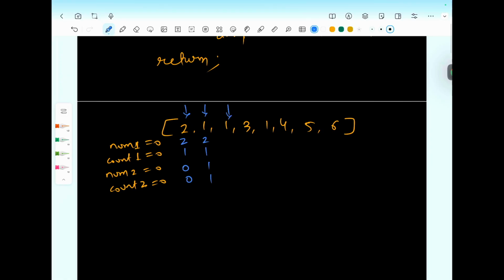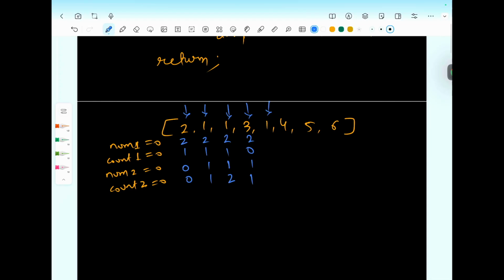Then at this element we compare: is this the same as this? No. This and this, same? Yes. So our count will increase here, and num2 will remain the same, and num1 and count1 will remain the same. Now at this position the element is different from both of them, so the count will decrease for both of them.